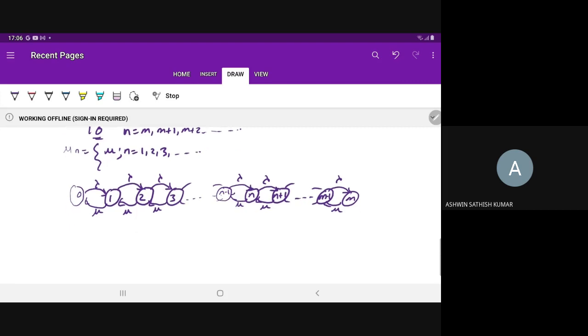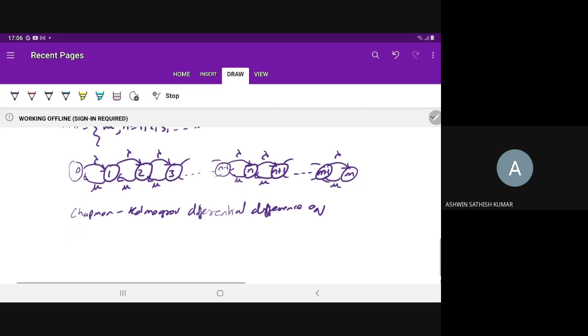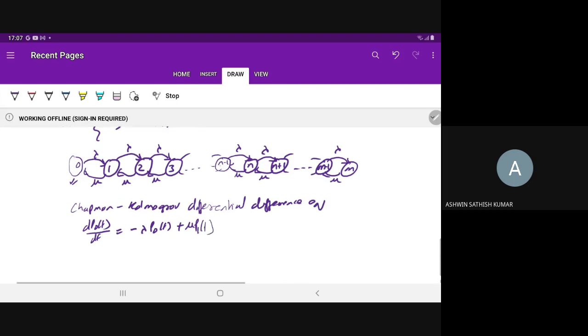Now if you want to write the Chapman-Kolmogorov differential difference equations, how can we write them? For the zeroth node, this will become dp0(t)/dt, outgoing with the negative sign, equals minus lambda p0(t), plus incoming with the positive sign, mu p1(t).